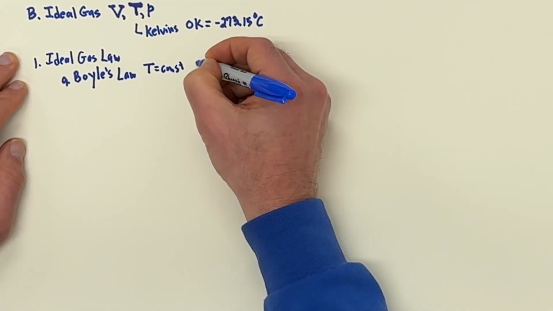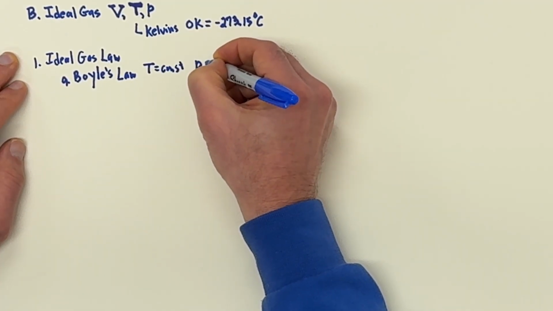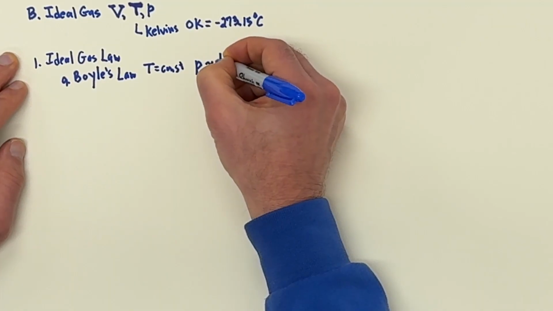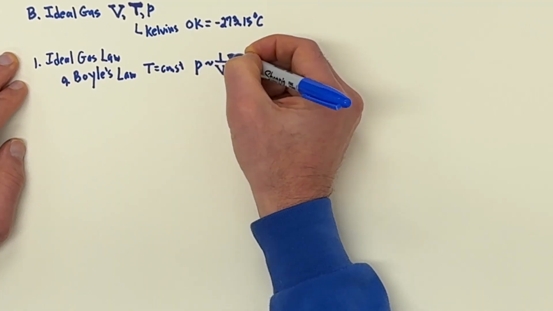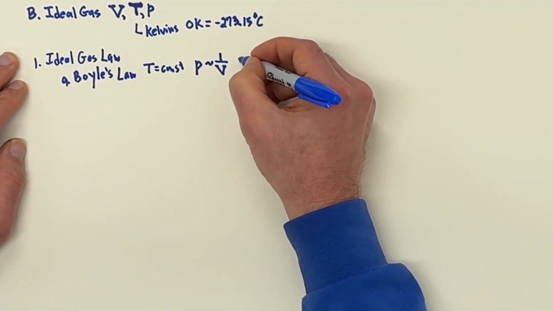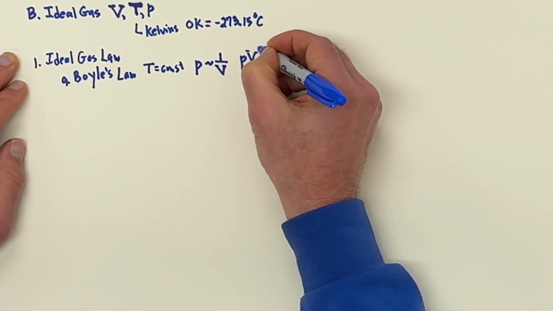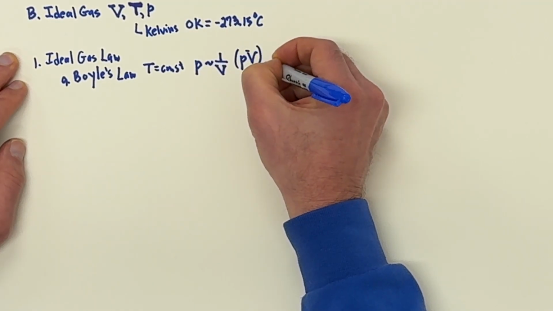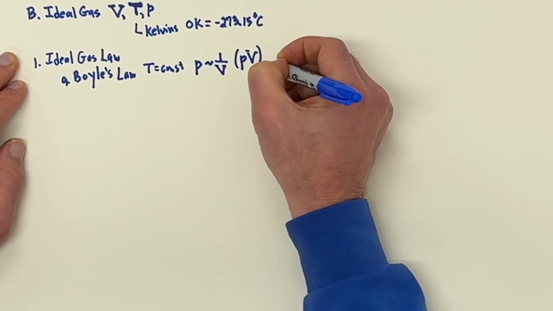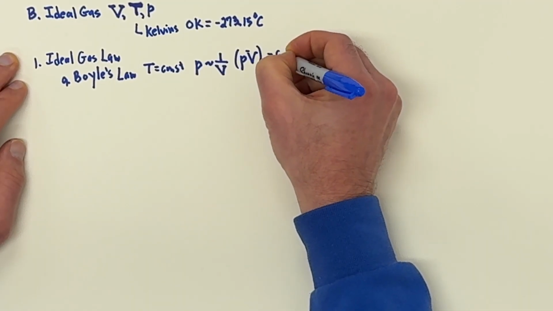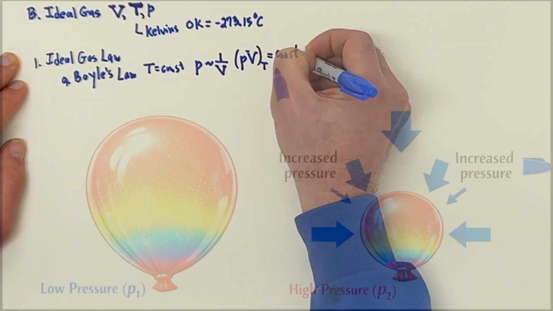Then we find that the pressure is proportional to 1 over the volume, which means we can write that the pressure times the volume, and here's a reminder that the temperature is constant, the little subscript T. This is equal to a constant.